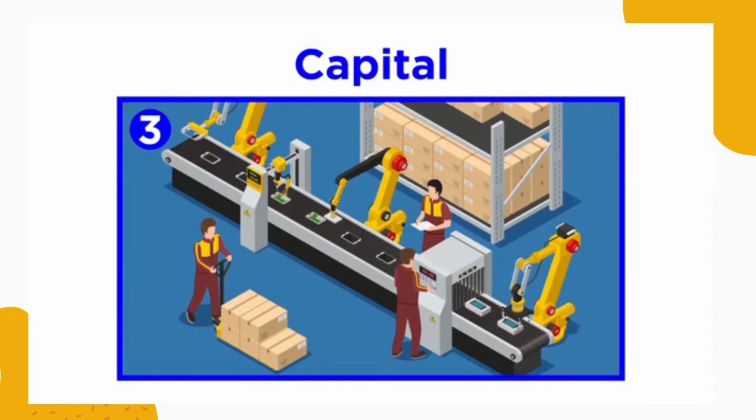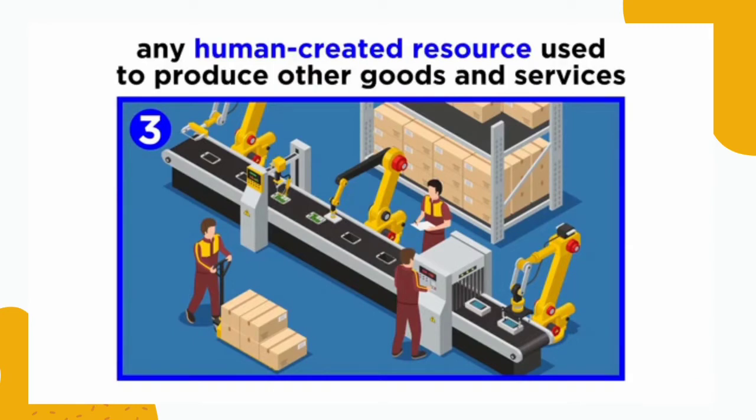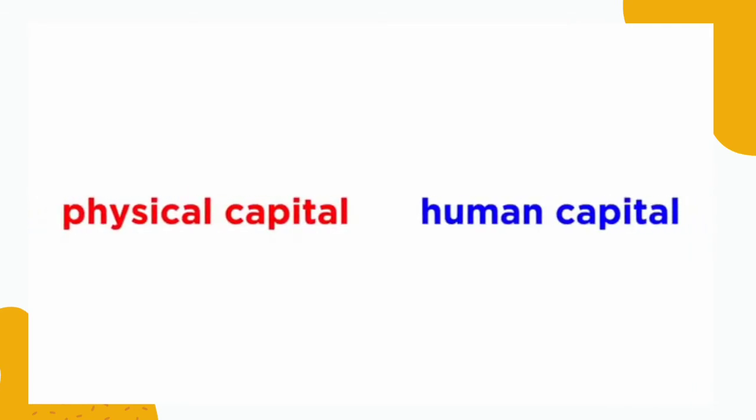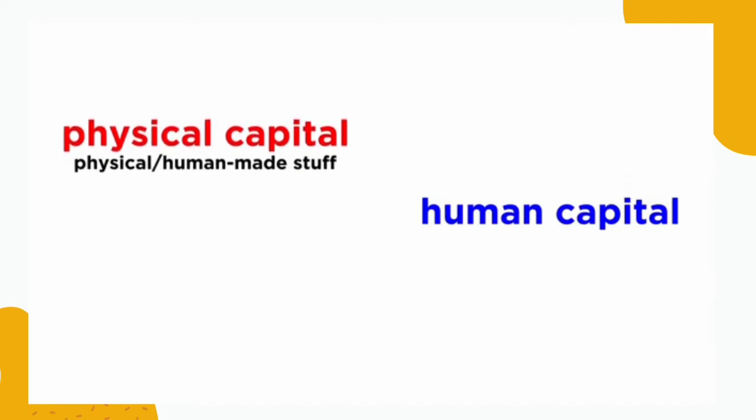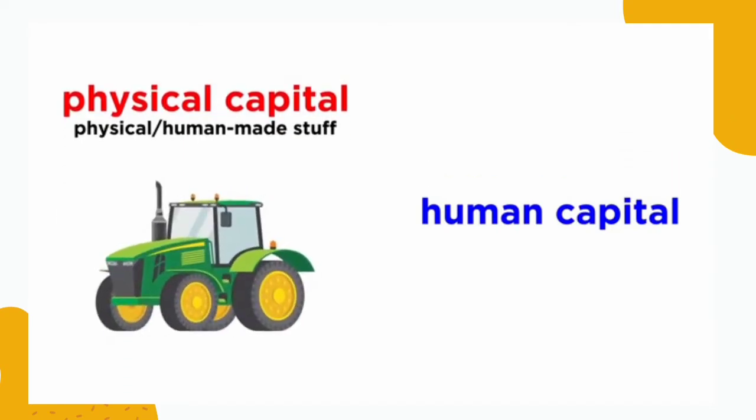Third, you need capital. In this context, capital refers to any human-created resource that is used to produce other goods and services. There are two types of capital: physical capital and human capital. Physical capital is the physical, human-made stuff that produces other stuff, or aids in the production of other stuff. For example, a tractor is physical capital because it helps the farmer plow fields to produce crops.